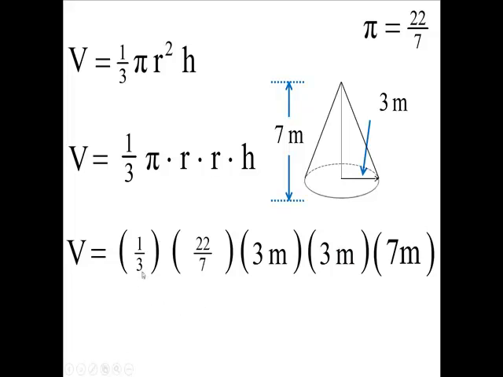Now, the first thing I notice about this, the 3 and the 3 are the same number, so they will cancel. And the 7 will too with the 7. Now, that's going to leave you 22 times 3. And then you're still going to have that meters times meters times meters. We write meter cubed, but you say 66 cubic meters for the volume.